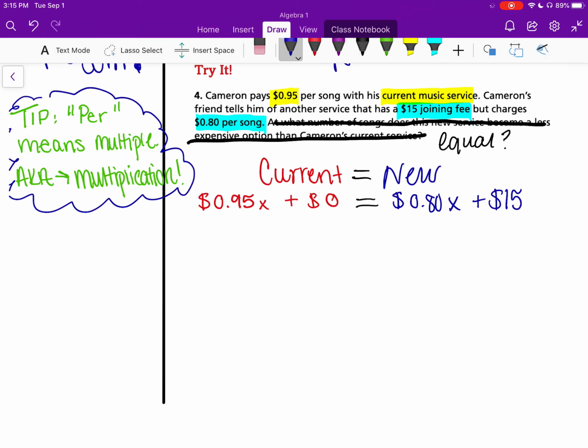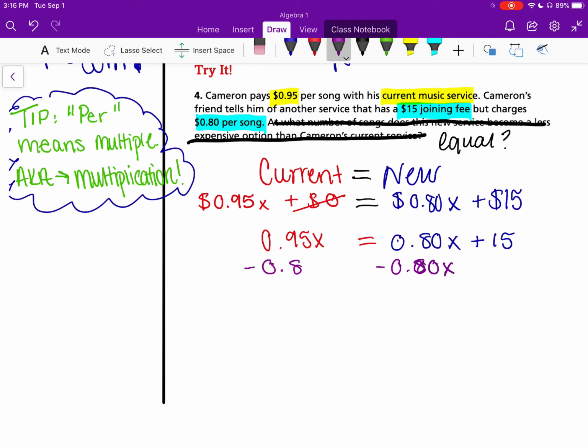Let's get ready to solve. I'm going to write this as an equation now of just 0.95x. I'm going to get rid of that plus 0 if it's okay. Equals 0.80x plus 15. We're going to follow the directions of doing the opposite operation to our variables from the right to the left. So the opposite of 0.80x is negative 0.80x. 0.95x minus 0.80x.